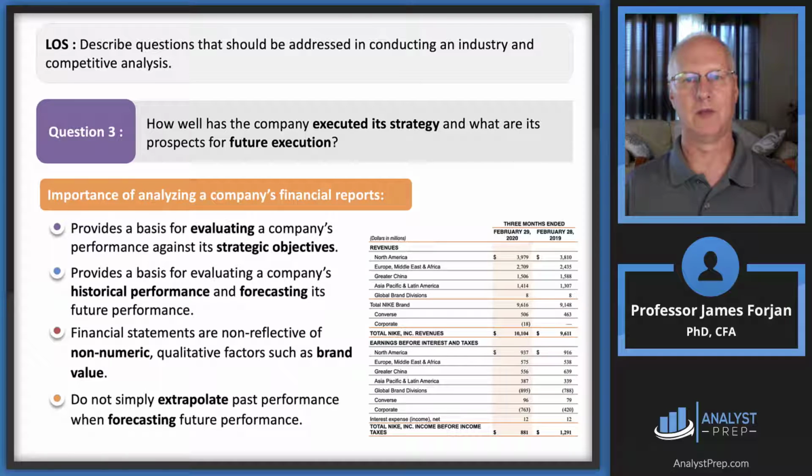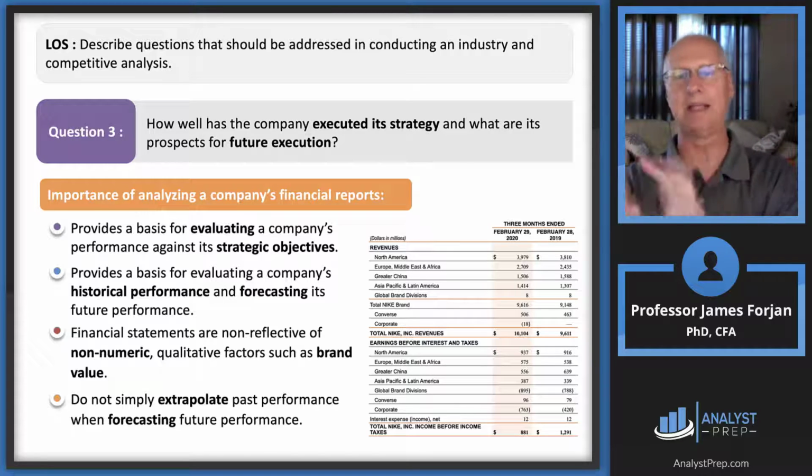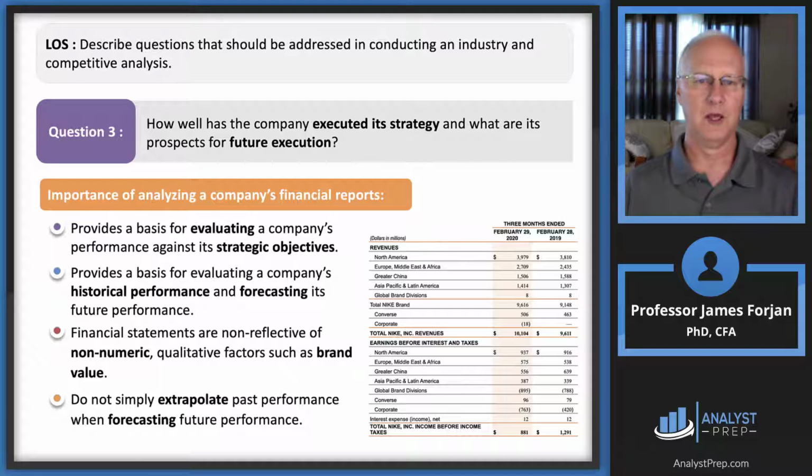And then how well has the company executed its strategy? There's a financial statement over there from Nike. We used that back when we talked about financial reporting. And so what do we know? I mean, you can look at the financial statements and you can evaluate different segments. You can evaluate different growth rates. You can combine those 5 forces and evaluate and extract data from those financial reports to evaluate a company's performance against its strategic objectives.